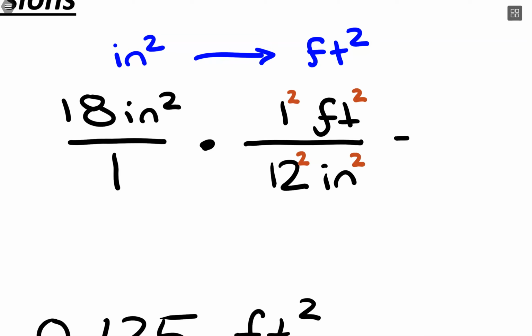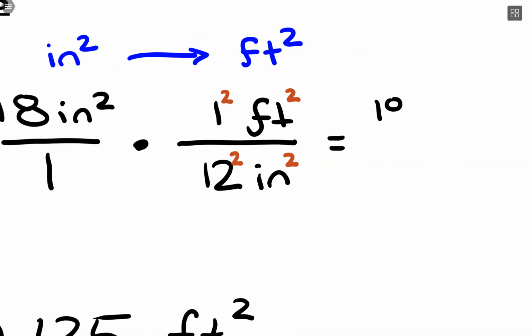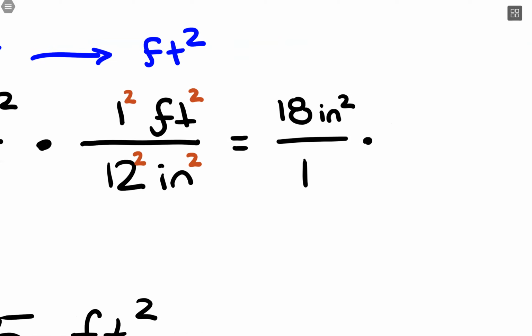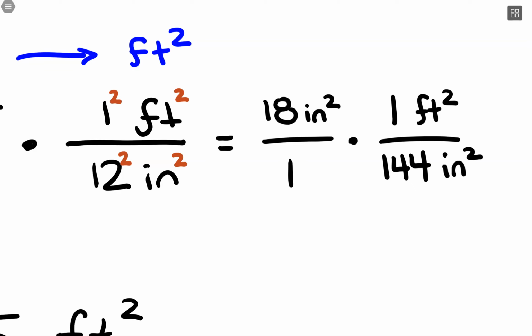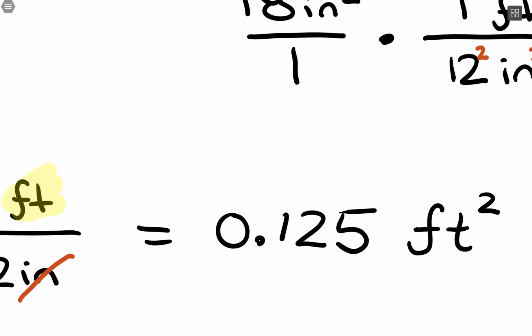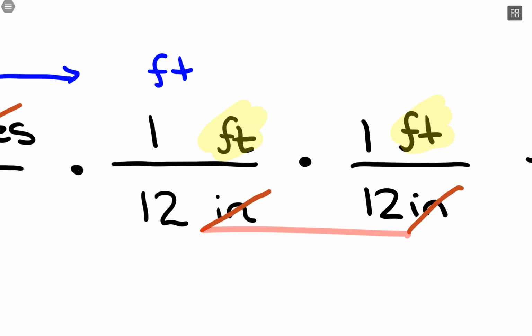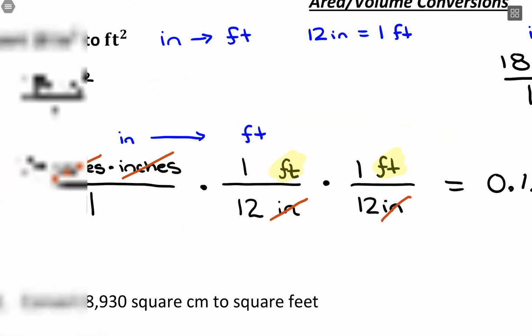So what this would be equivalent to is having 18 inches squared over 1 times 1 squared, which is just 1, feet squared, over 12 squared, which is 144, inches squared. And with that, the square inches would cancel out with each other, and we would just have the feet squared. And you would end up with 18 divided by 144, which is exactly what we had over here. It was just separated out.